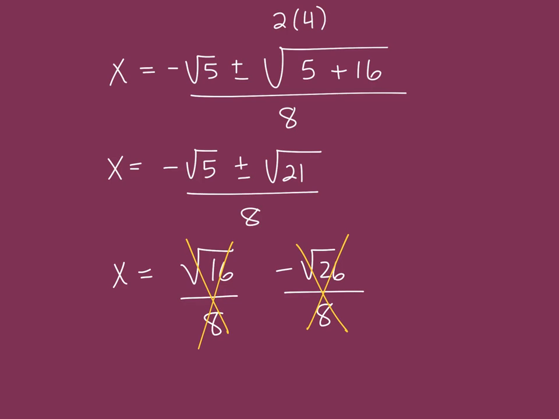Negative rad 5 plus or minus the square root of 21 over 8. That's it. You just leave it that way. You don't have to do anything more. So get out of your own way. Don't do more math; that's fake math. Just stop with the real stuff and then don't continue.